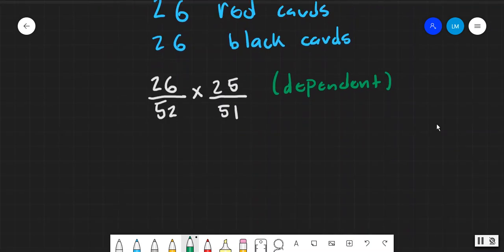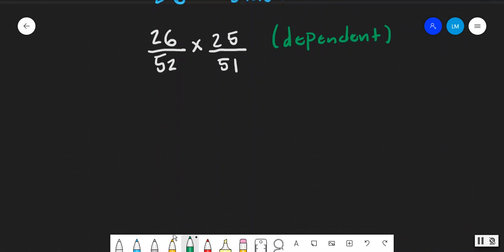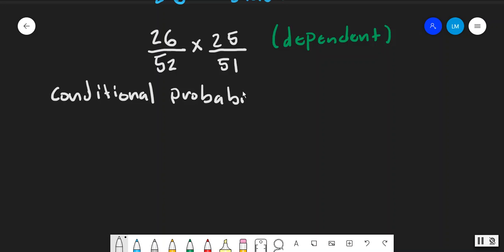Now, one thing that I want to introduce in this next topic is this whole idea of conditional probability. A conditional probability actually looks something like this.